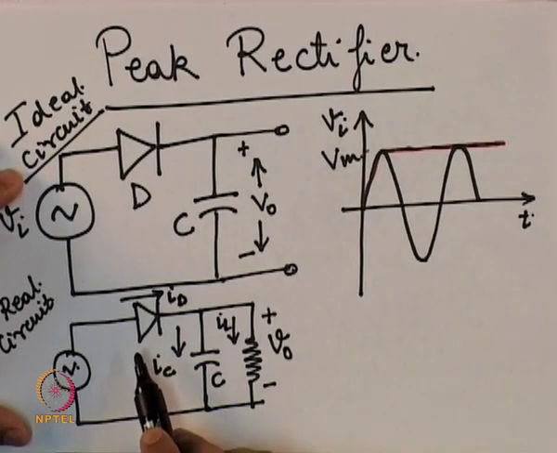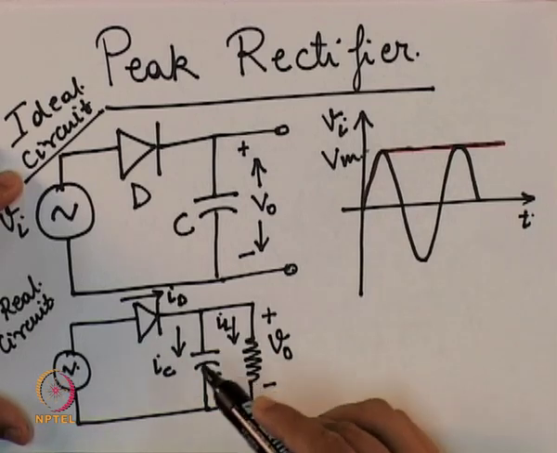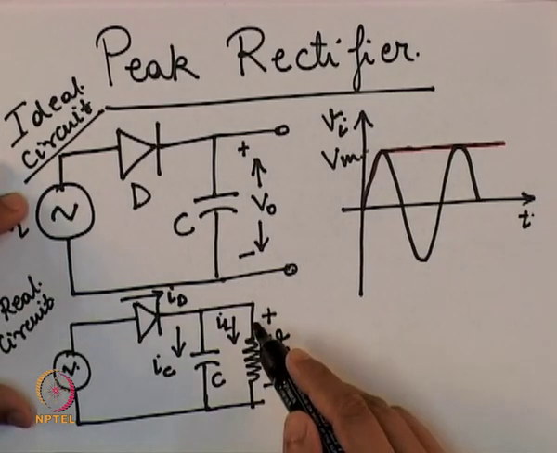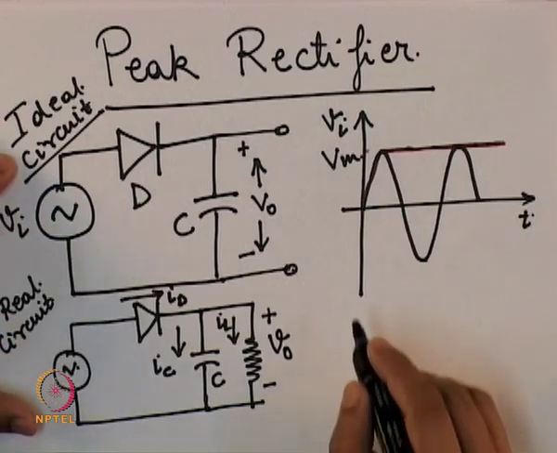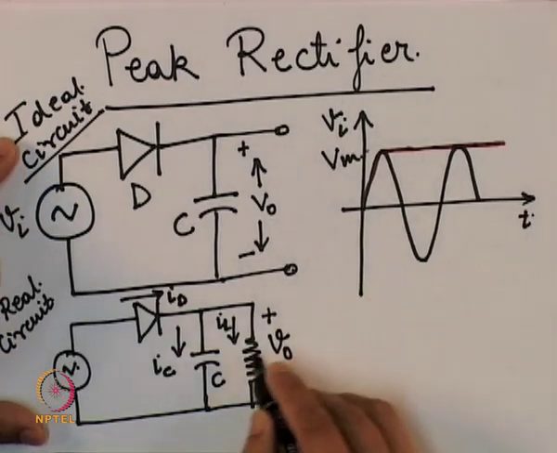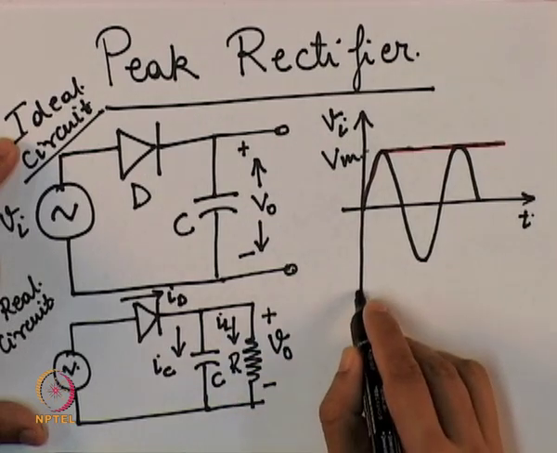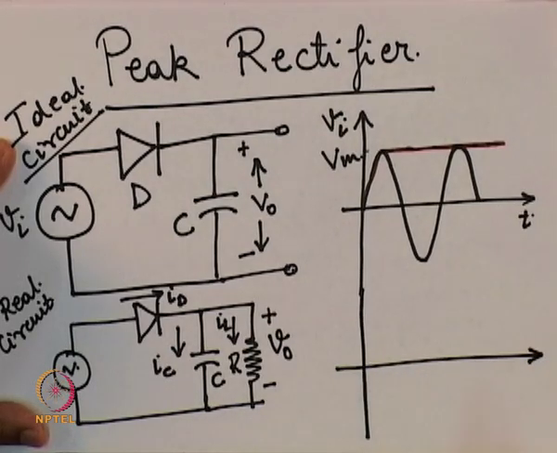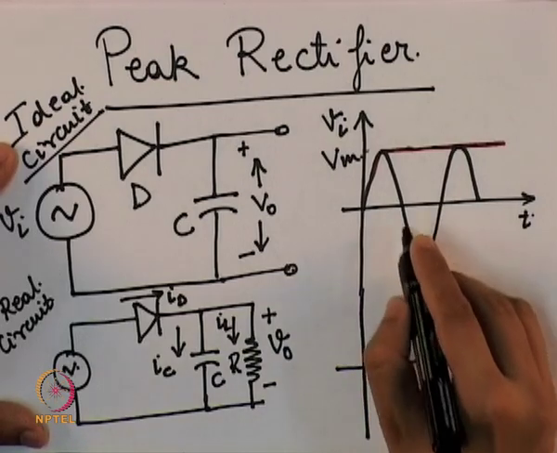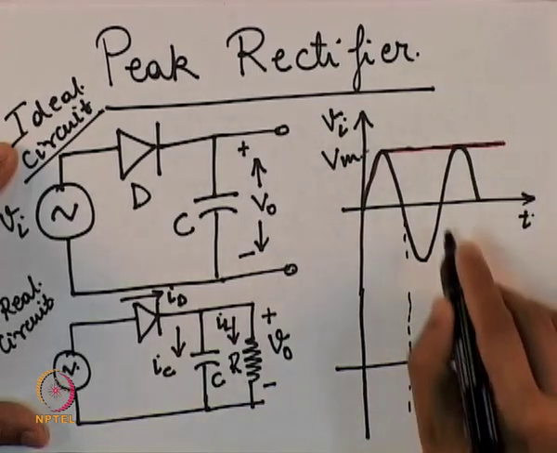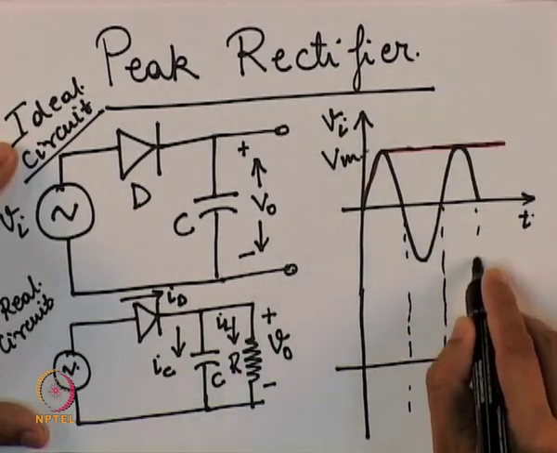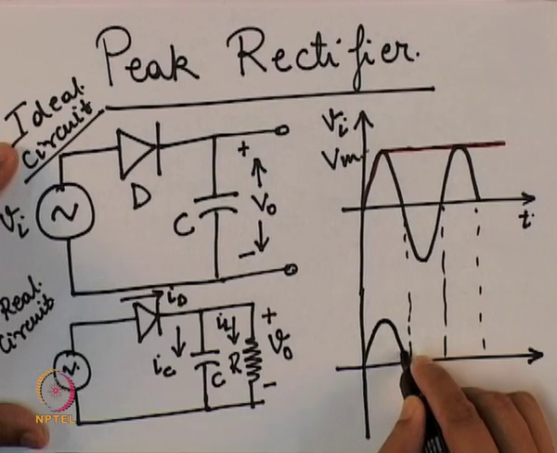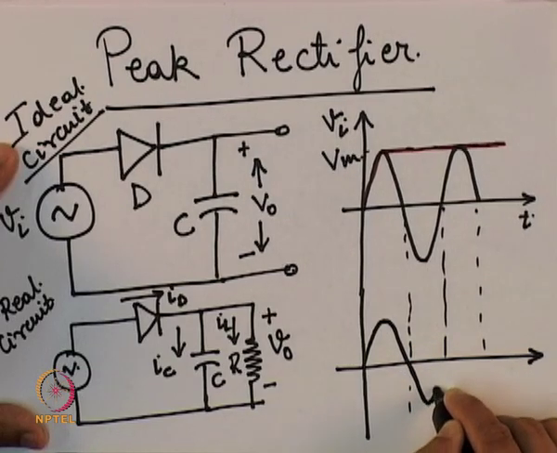Suppose the current flowing through the diode is given by ID, the current flowing through the capacitor is given by IC, and the current flowing through the load is given by IL. So, this load resistance has a value R, say, then my output will be something like this. So, say again, I provide the same input as that for the ideal rectifier.